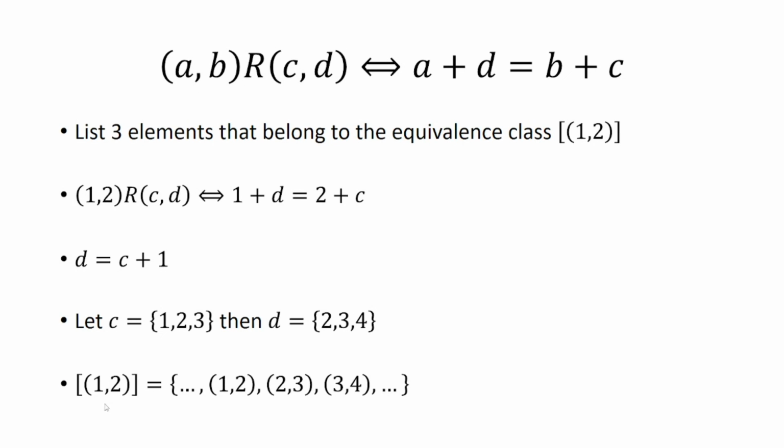Now if we look at the equivalence class, when A is 1, B is 2, we can let C equal 1, which means D is 2. We can let C equal 2, which means D is 3. Or we can let C equal 3, and then D is 4. And so those are my three elements.